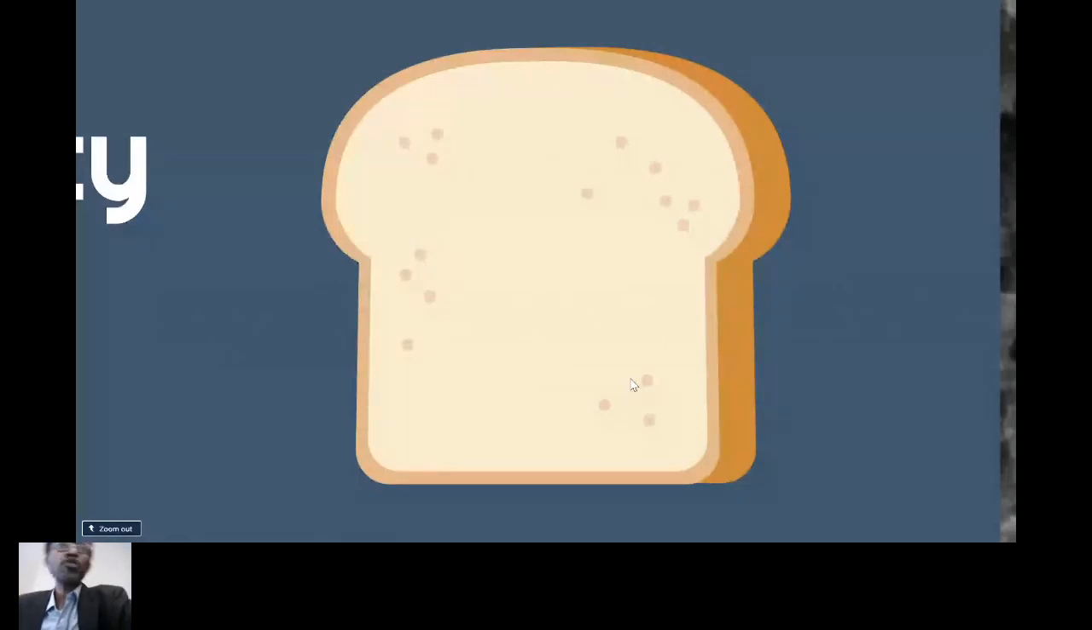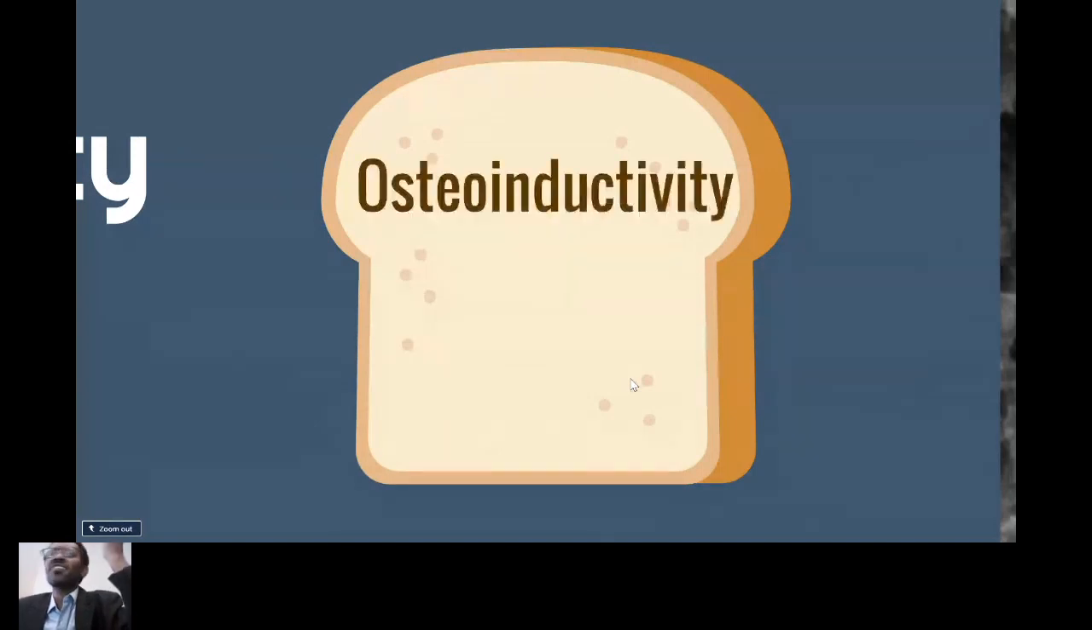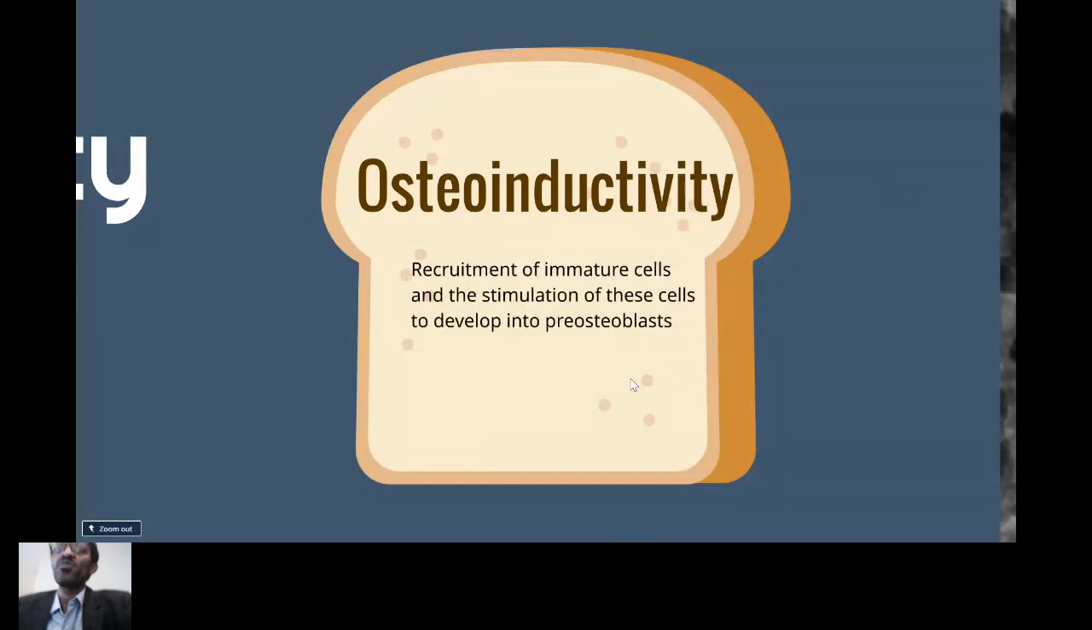So if we have osteoconductivity, which is a good thing, can I do something to make my surface better? Can I make it osteoinductive instead of osteoconductive? What is the difference between osteoconductivity and osteoinductivity? An osteoconductive surface acts as a scaffold, which is a nice place for cells to come and attach and spread on. An osteoinductive surface recruits the cells. It is active in recruiting the cells to come and attach to it.